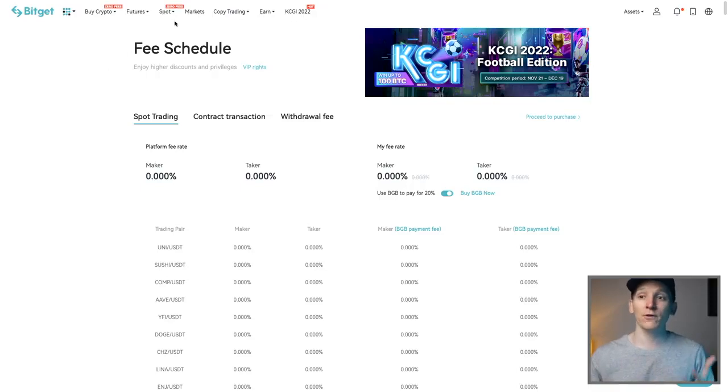Bitget doesn't have a simple convert feature like other apps. It just goes straight into the more professional trading system. So I'll give you an overview on how to trade with that as well.